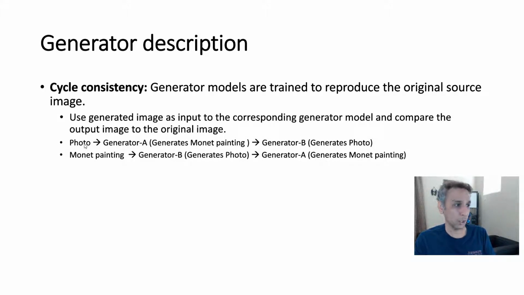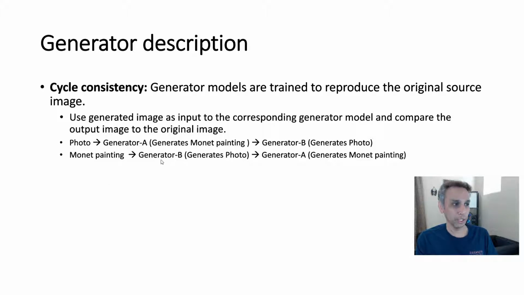So you put a photo as an input to generator A. What do you get? A Monet painting. And now you take this Monet painting as an input to your generator B, and then you should get your original photo back. And now you compare this photo against this photo, and there you go. That's your loss. That's your cycle consistency loss.